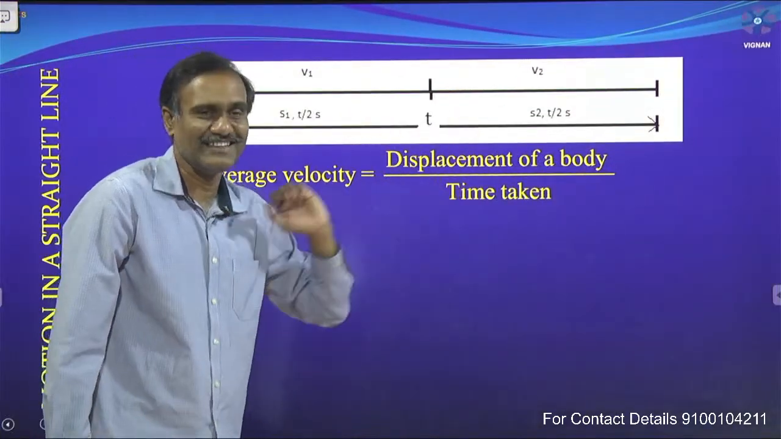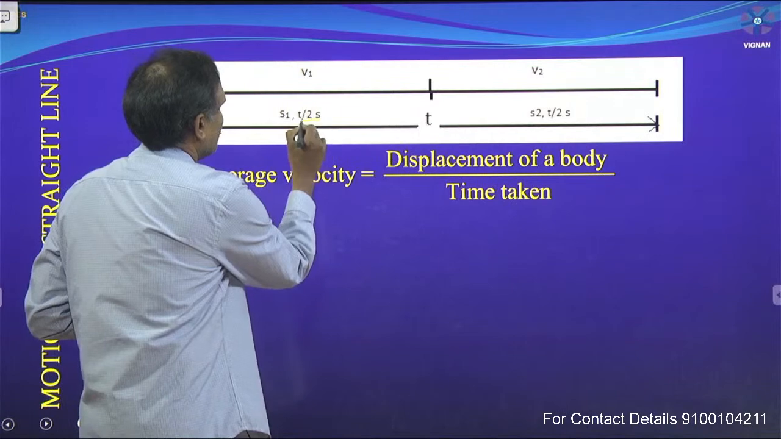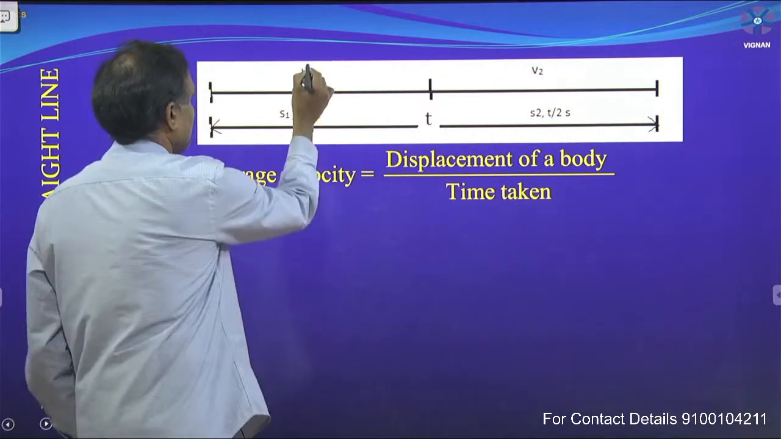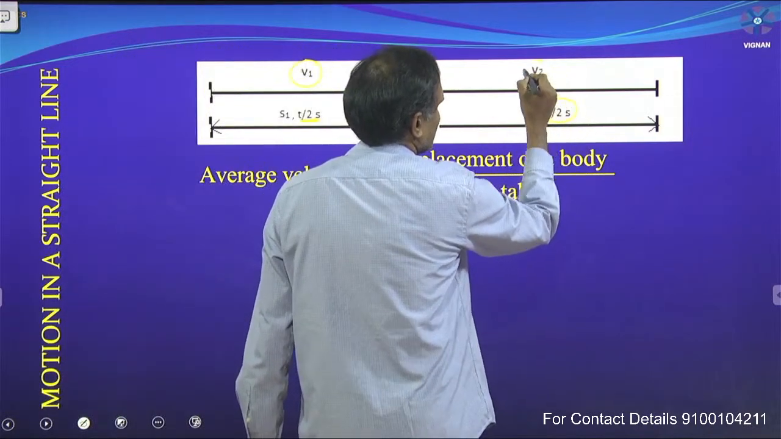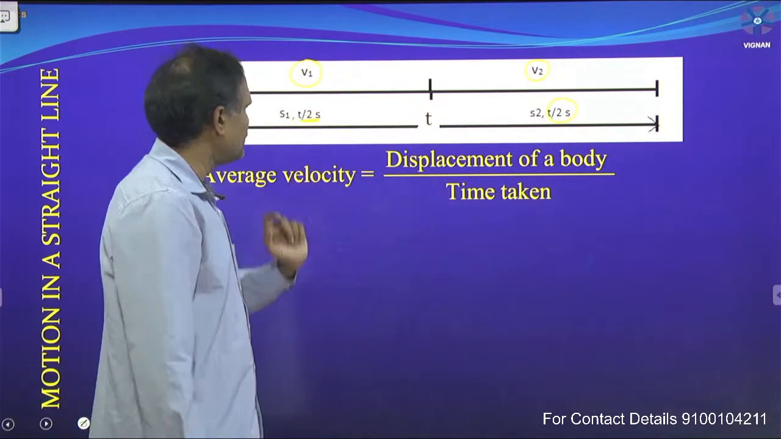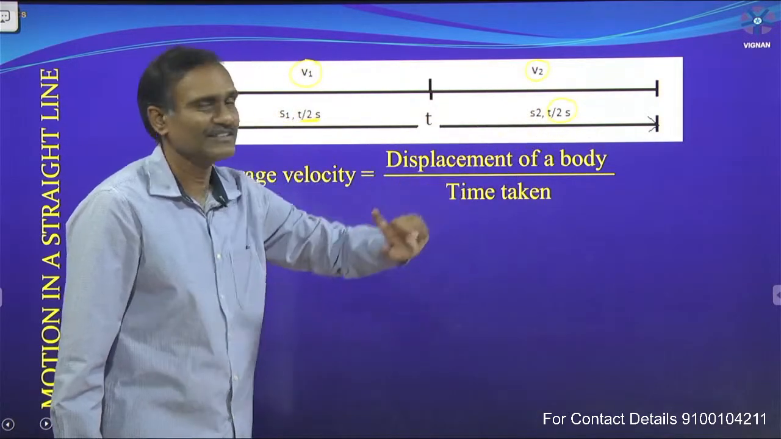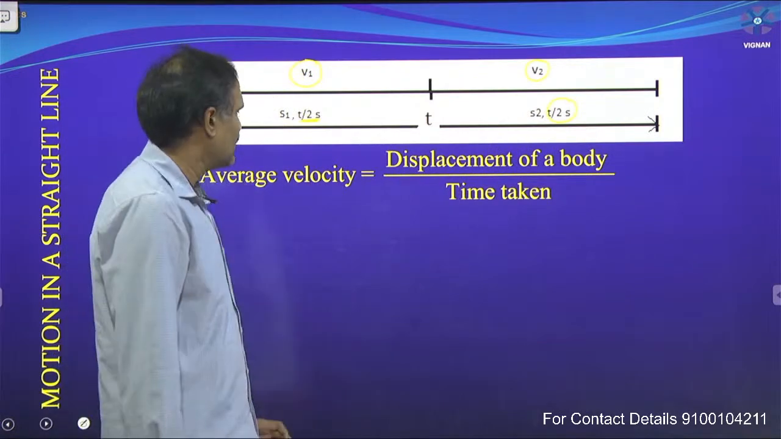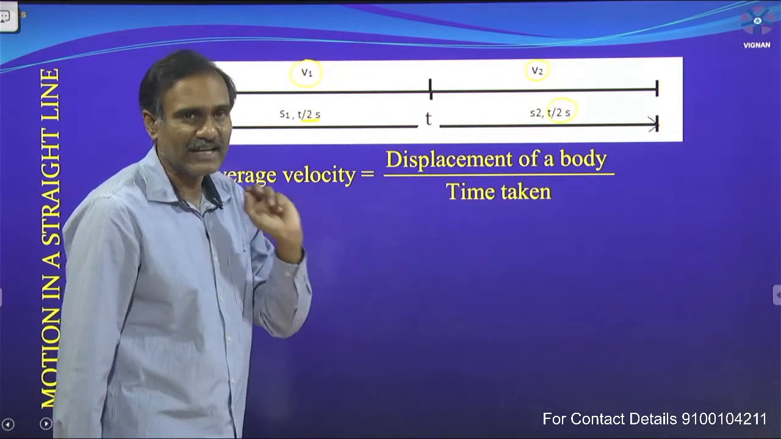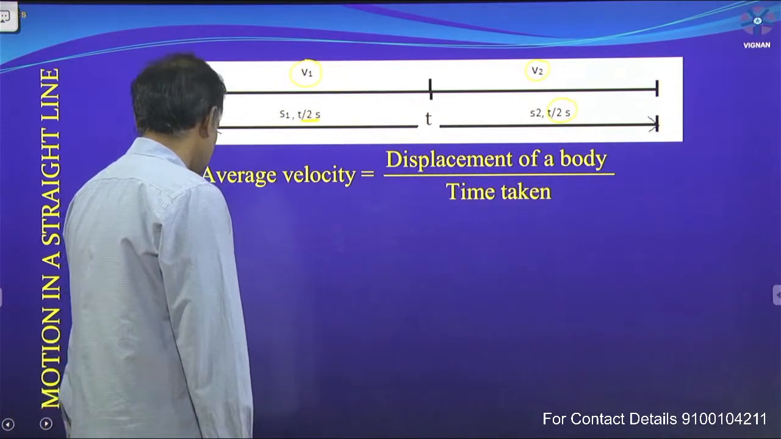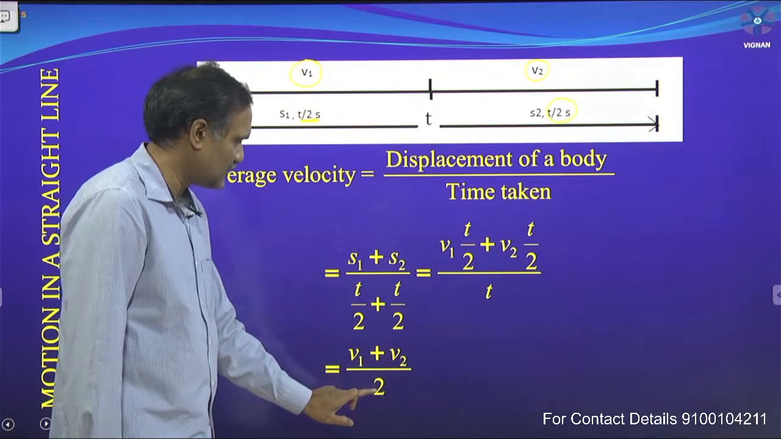Now observe that problem once again here. That is, in first t by 2 seconds, velocity of the particle is v1. In next t by 2 seconds, velocity of the particle is v2. During this time interval t by 2 seconds, displacement s1, and in t by 2 seconds, I want to consider displacement as s2. Now average velocity means displacement of a body divided by time taken. Now on substituting the values, finally you will get the answer as v1 plus v2 divided by 2.